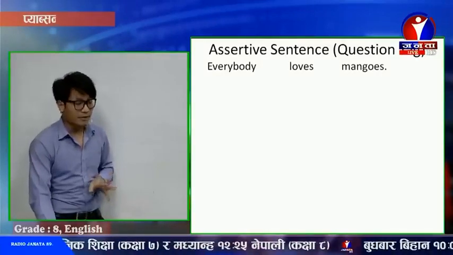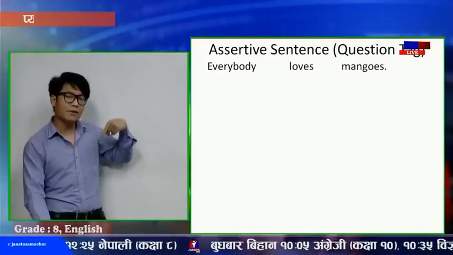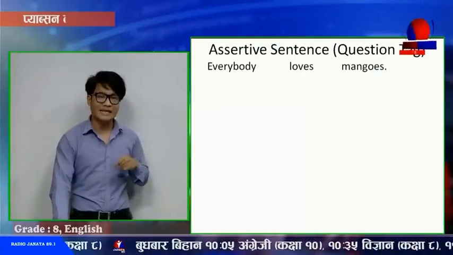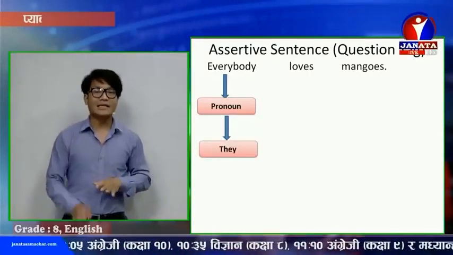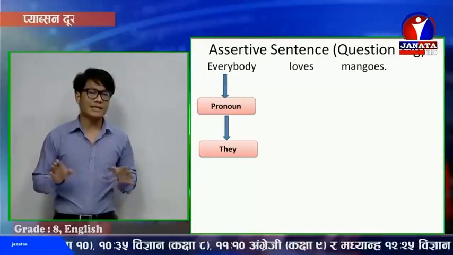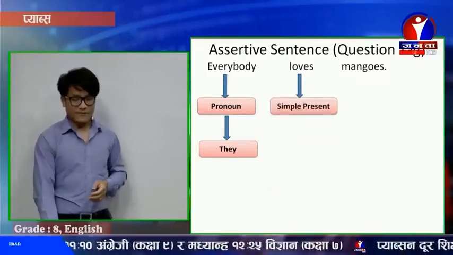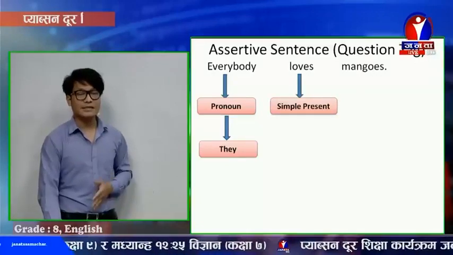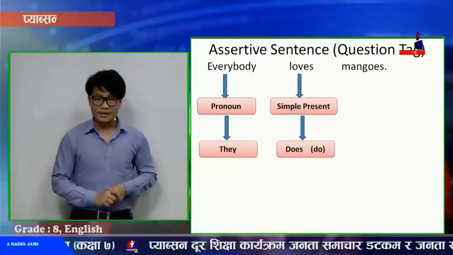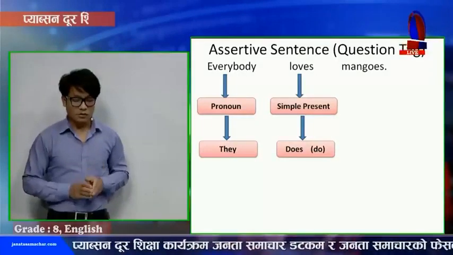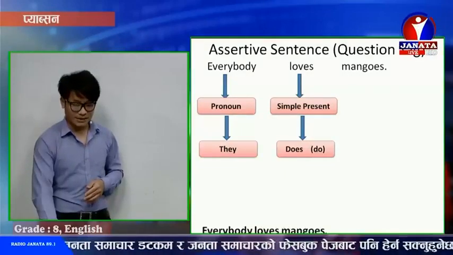So let's change this subject "everybody" into a pronoun. Everybody changes into the pronoun THEY. There is a verb 5, loves, and this is a simple present. That's why its auxiliary verbs are do or does. So let's make the question tag.